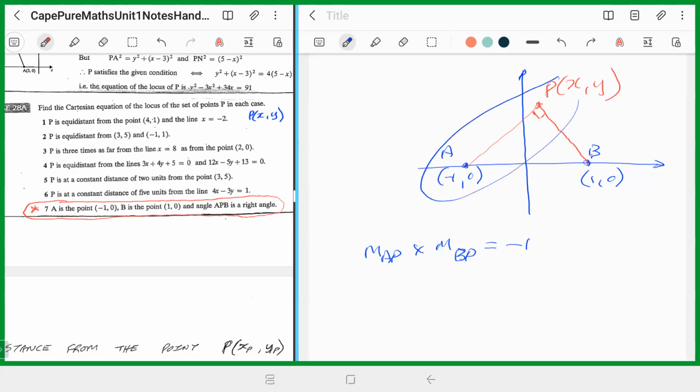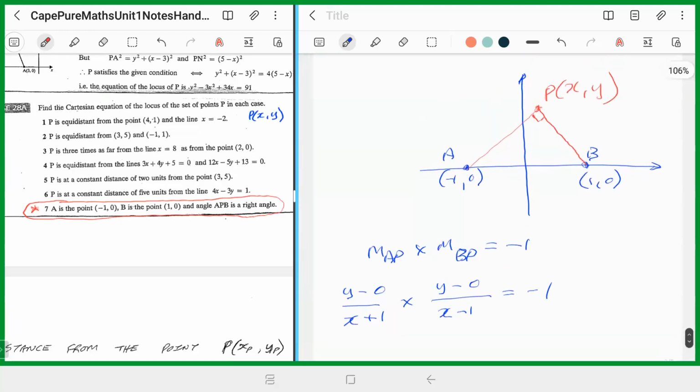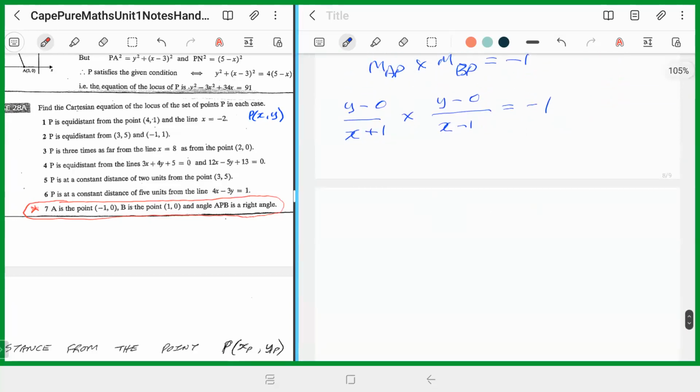What's the gradient of this line? Difference in y by difference in x. It's y minus 0 over x minus a negative 1, which becomes x plus 1. That's that gradient. Times, what is this gradient now? It will be again y minus 0 over x minus 1. That's that gradient. That all equals negative 1. That's what you're solving. That's a locus.